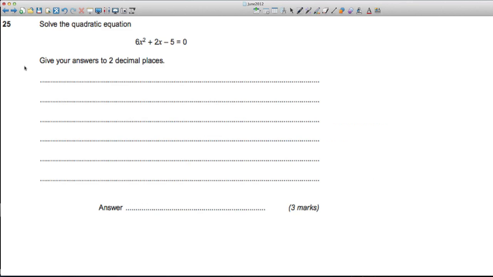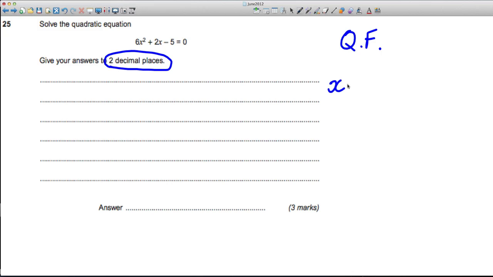Next question. Solve the quadratic equation, give your answer to 2 decimal places. Now, because it says that, you know to use the quadratic formula. That is your hint to use the quadratic formula. It wouldn't say decimal places if you could solve it by factorising, which usually involves whole numbers or easy fractions. Here, decimal places means use the quadratic formula.